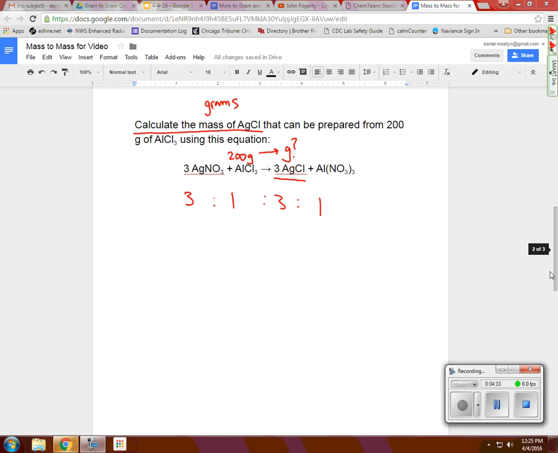And now what we've got to do is the bridge method. I like to start with what I'm given in these kinds of problems. Also, when you realize that you're going from grams to grams, you know that it's going to be a three-step problem, so I like to write this as well, just to remind myself. So let's go ahead and write down what we're given. We're given 200 grams of AgCl. AlCl3. Oh, sorry, we did that wrong.